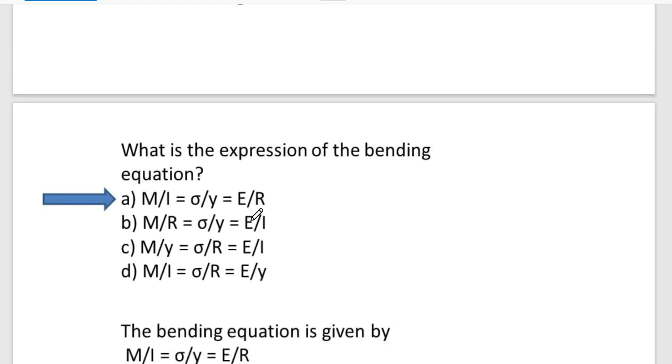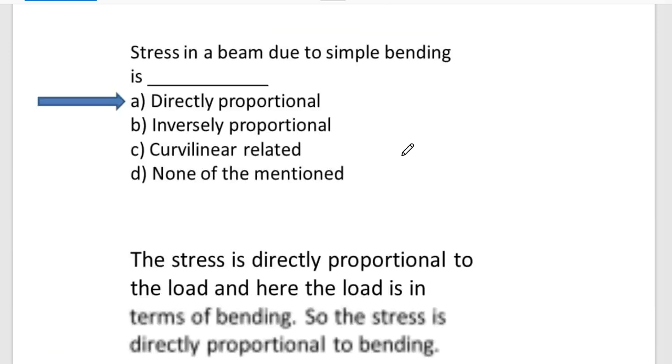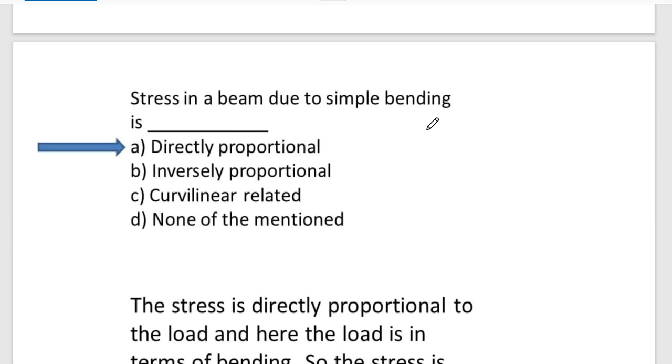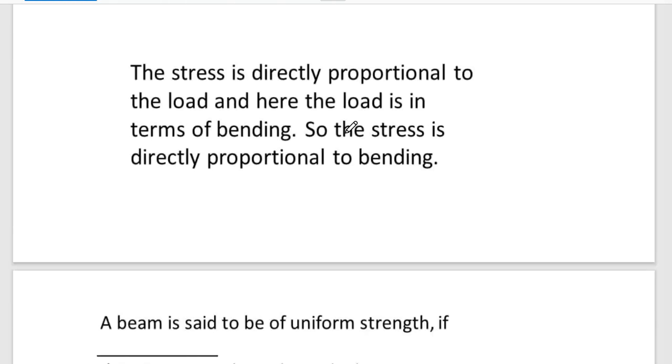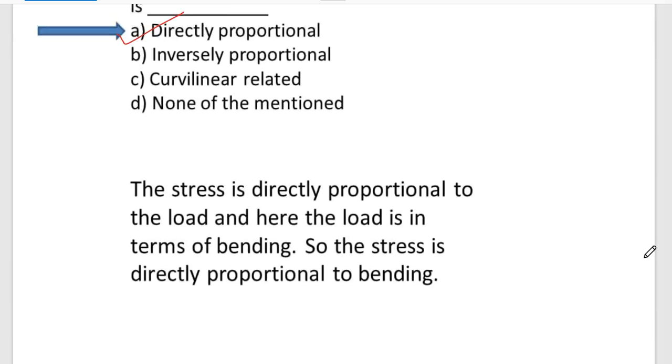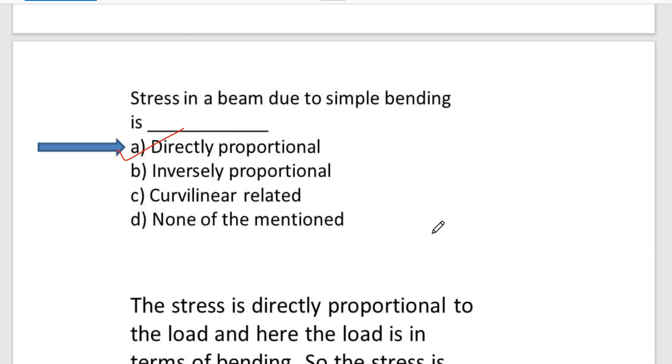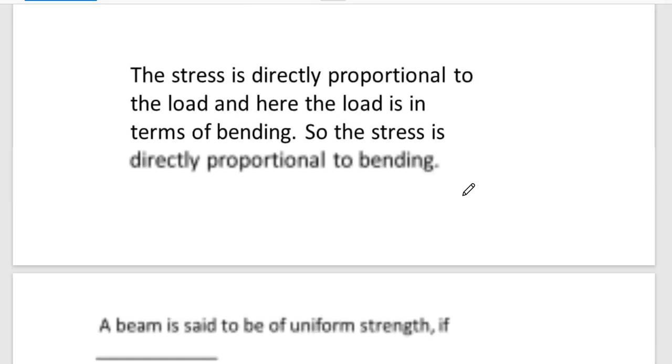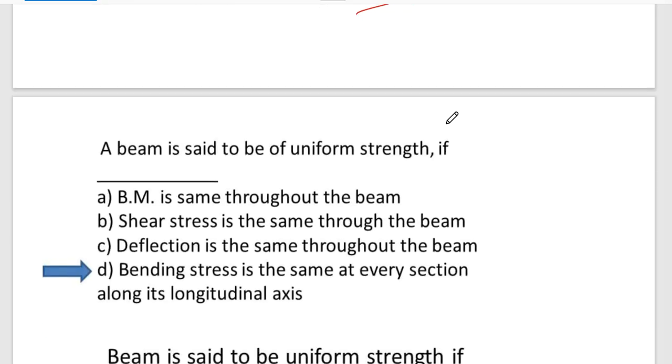So the equation M/I is equal to sigma by y is equal to E/R. This is the bending equation, right? Next, stress in a beam due to simple bending is directly proportional. The stress is directly proportional to the load. Here the load is in terms of bending, so stress is directly proportional to bending. Next, a beam is said to be of uniform strength.